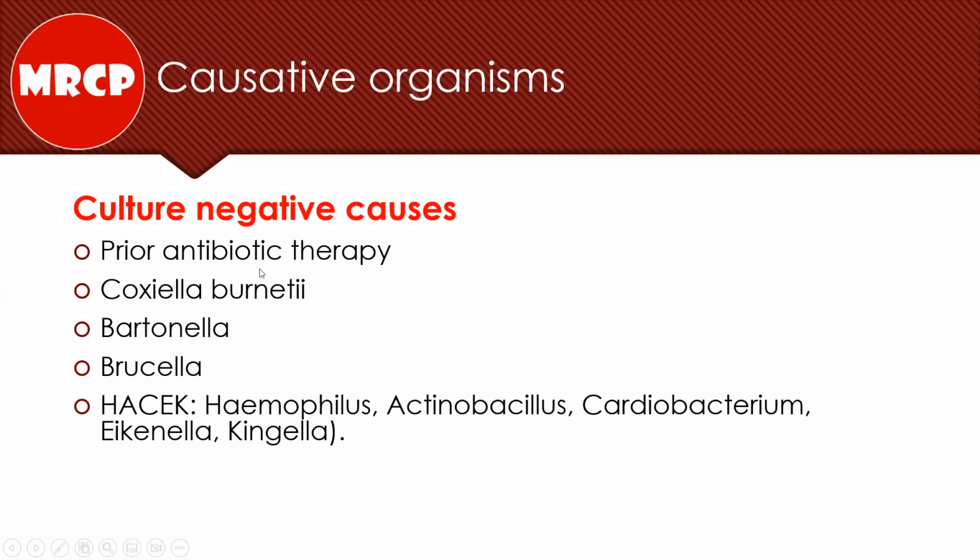This is number one. Number two, in cases of Coxiella burnetii or Bartonella or Brucella or the HACEK organisms. These are the causes of culture negative endocarditis. Sometimes the question will be a direct question. He will ask you which one of the following is a cause of culture negative endocarditis, and one of these organisms will be mentioned in the question.